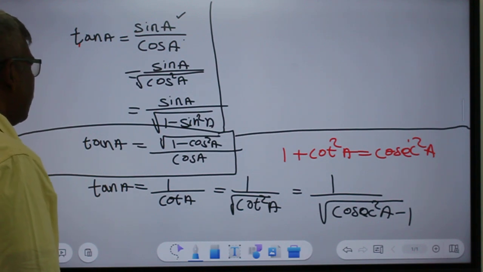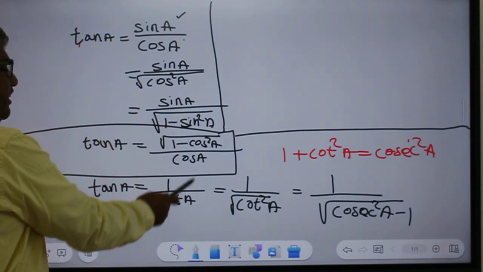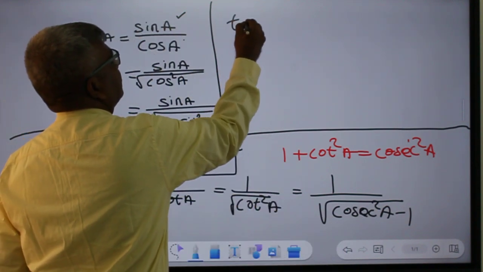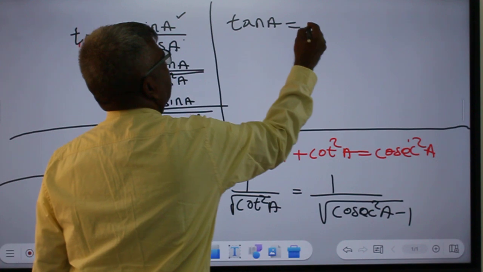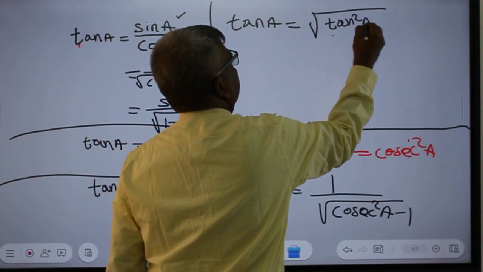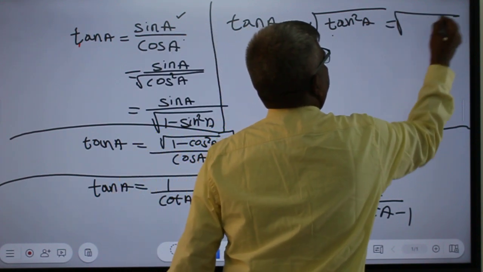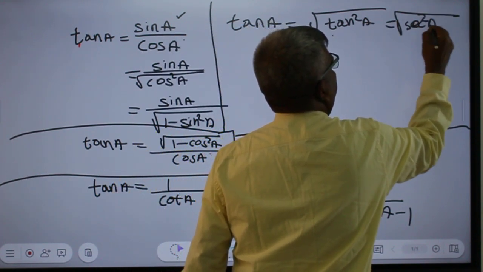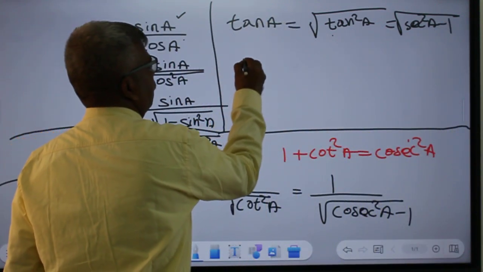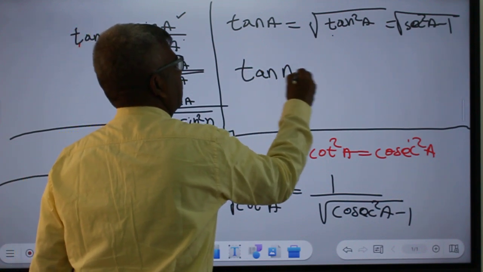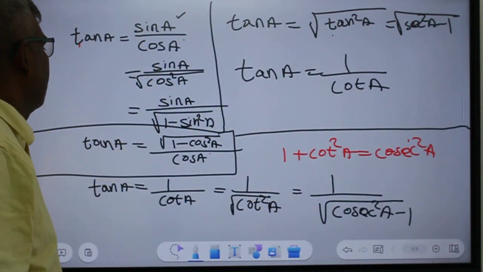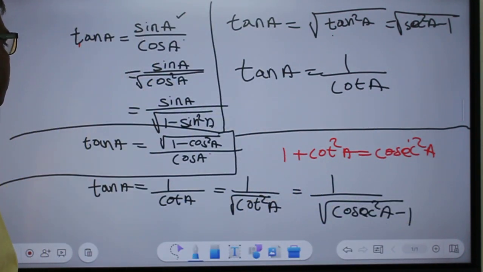Next, tan A we expressed in sine, we expressed in cos, we expressed in cosecant. Then tan A in terms of secant, it is very simple. Tan A is the square root of tan squared A, which is nothing but secant squared A minus 1. 1 plus tan squared A is equal to secant squared A. Very, very simple, this one. Okay, clear? Copy down.